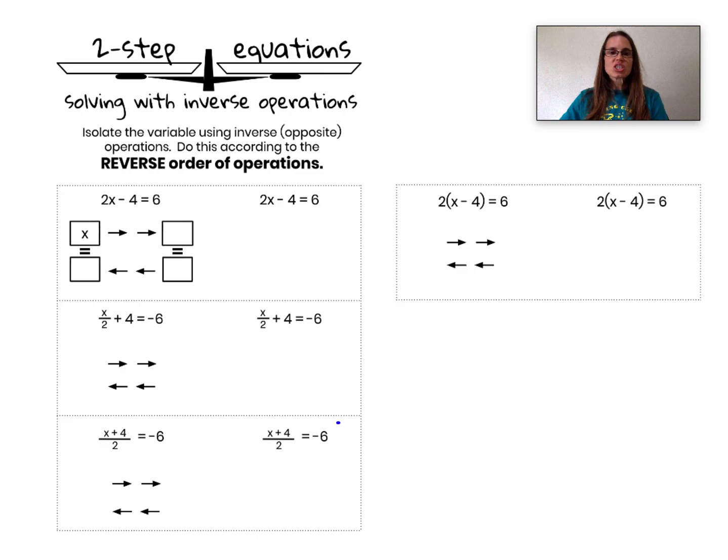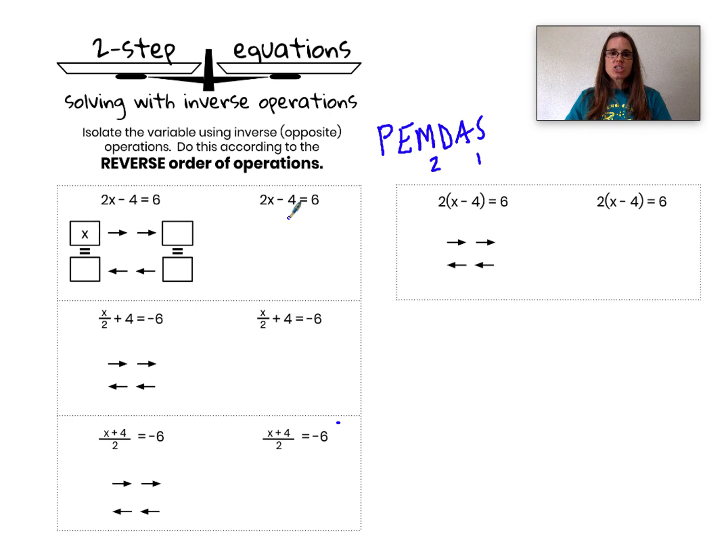When solving equations in algebra, I need to do so using inverse, meaning opposite operations. And I always need to perform my inverse operations according to the reverse of PEMDAS. That means usually my first inverse operation will be to add or subtract, and my second inverse operation will be to multiply or divide. That will be the case for this first example, 2x minus 4 equals 6.